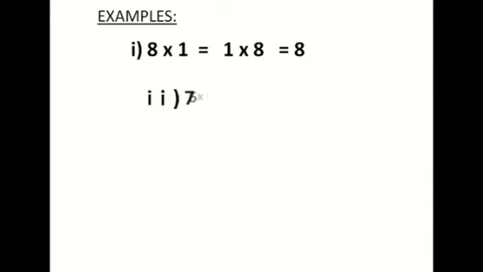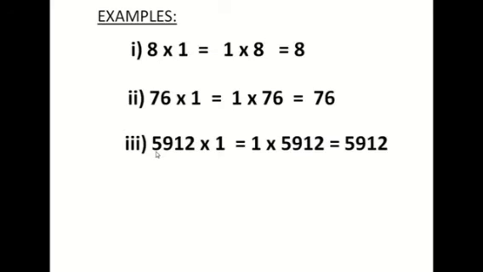Look at the examples here. Example number 1. I have taken a whole number 8 and I have multiplied with 1. So 8 ones are, the product is 8. So if I interchange the place, so it becomes 1 into 8. Again the product is 8. Here I have taken one more whole number as 76 and multiplied with 1. So 76 ones are 76. I have interchanged their place, so 1 into 76, again the product is coming 76.